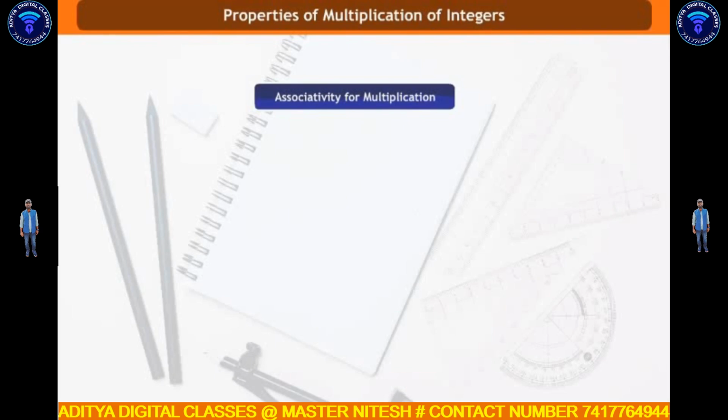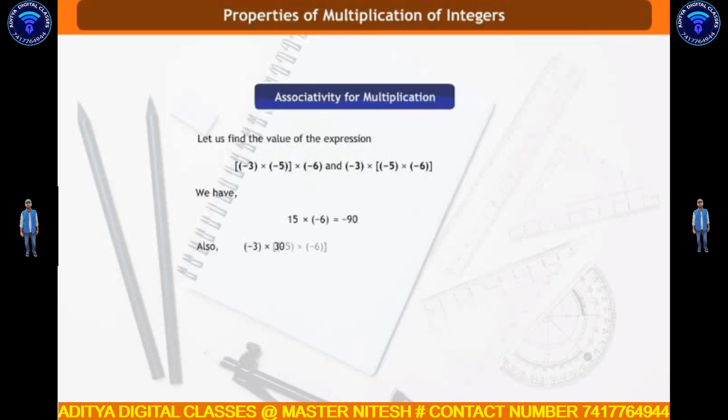Associativity for multiplication. Now, consider the integers minus 3, minus 5 and minus 6. Let us find the value of the expression minus 3 into minus 5 into minus 6 and minus 3 into minus 5 into minus 6. We have 15 into minus 6, which is equal to minus 90. Also, minus 3 into 30 is equal to minus 90. Therefore, minus 3 into minus 5 into minus 6 is equal to minus 3 into minus 5 into minus 6.